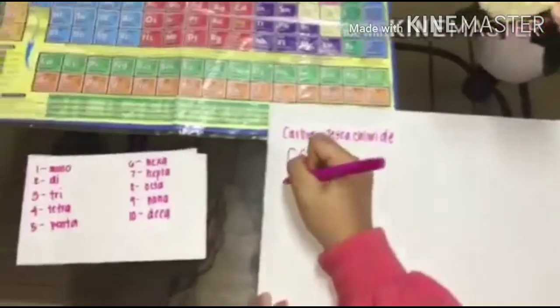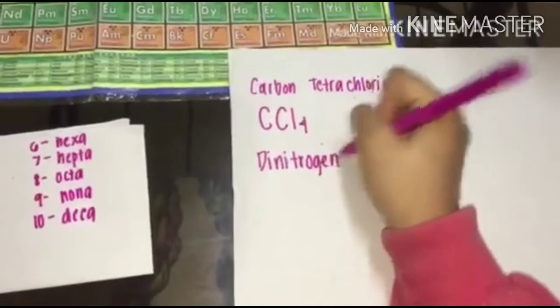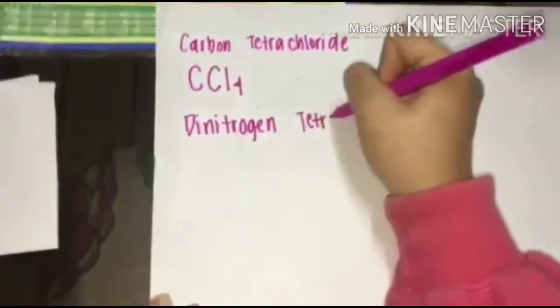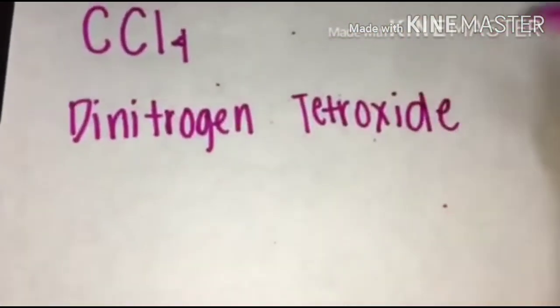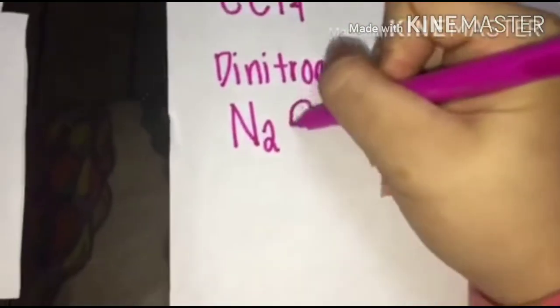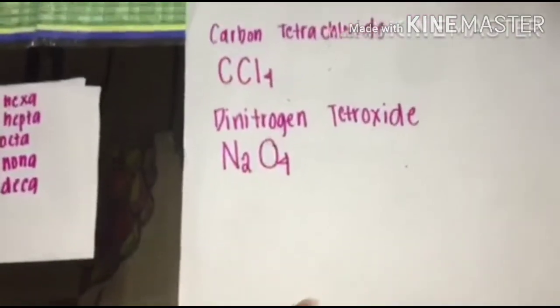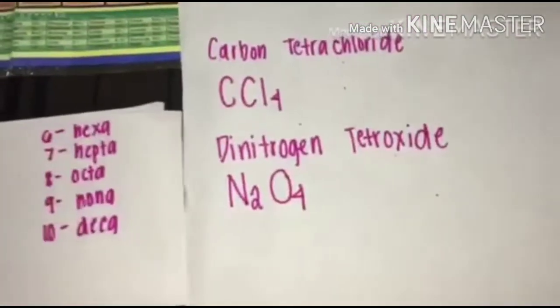So if we have dinitrogen tetroxide: dinitrogen, di equals 2, so nitrogen gets 2, and tetroxide, which is oxygen, with tetra being 4. So this is the covalent formula of dinitrogen tetroxide.